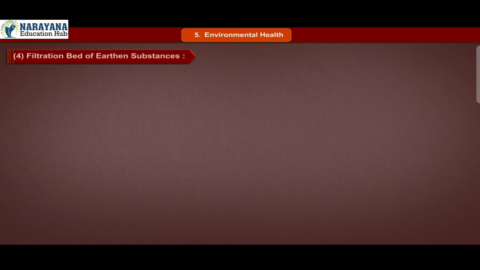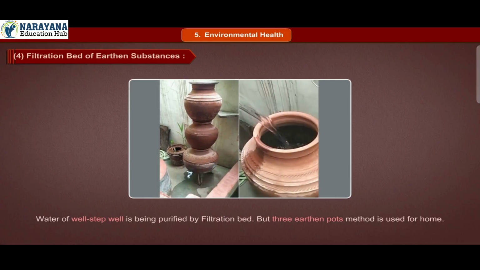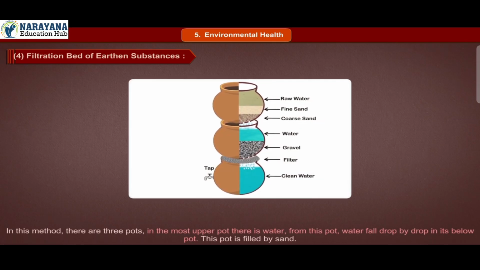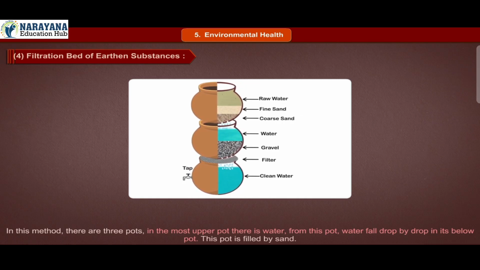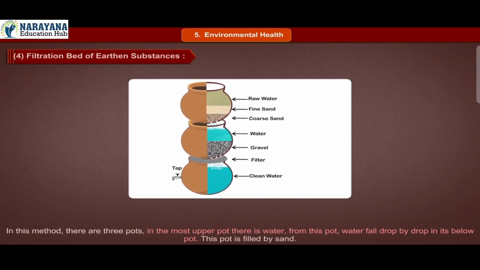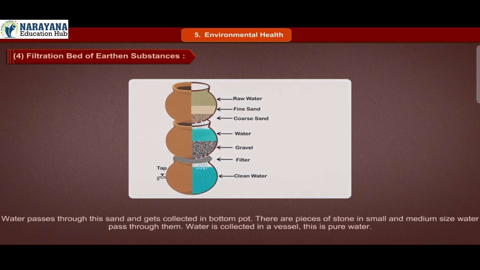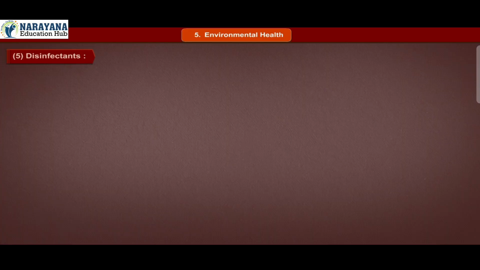4. Filtration bed of earthen substances. Water of a well or step well is purified by a filtration bed. But the 3 earthen pots method is used for home. In this method, there are 3 pots. In the uppermost pot, there is water. From this pot, water falls drop by drop into the pot below it. This pot is filled with sand. Water passes through this sand and gets collected in the bottom pot. There are pieces of stone of small and medium size through which water passes. Water is collected in a vessel. This is pure water.